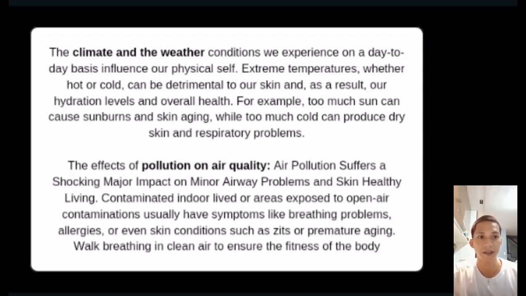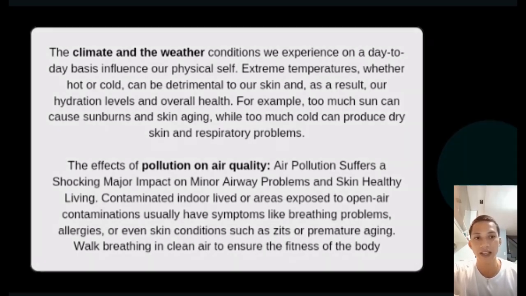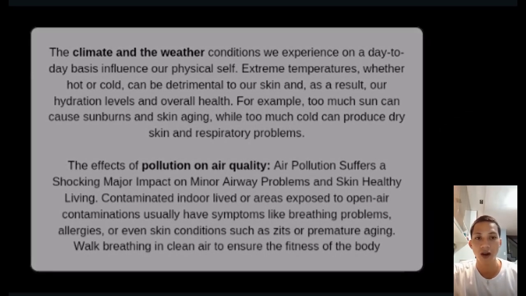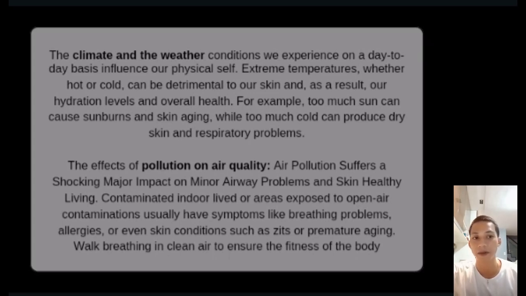The second is the effects of pollution on air quality. Air pollution has a major impact on airways, skin, and healthy living. Contaminated indoor or outdoor areas exposed to open air contamination usually cause symptoms like breathing problems, allergies, or even skin conditions such as zits or premature aging. Breathing in clean air is important to ensure the fitness of the body.